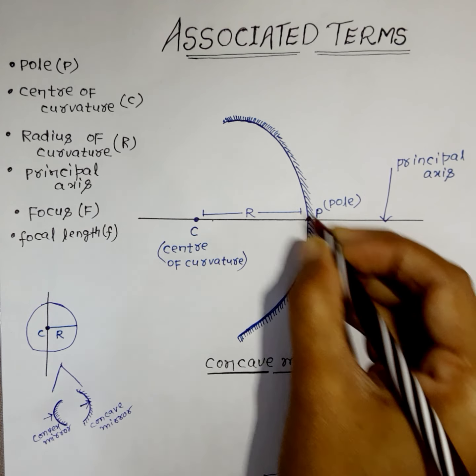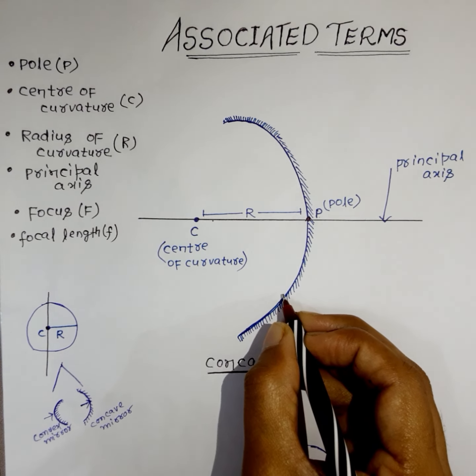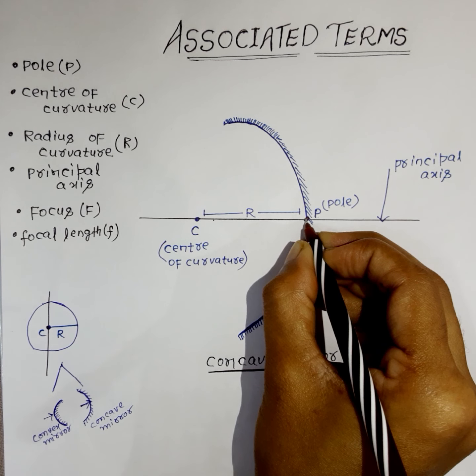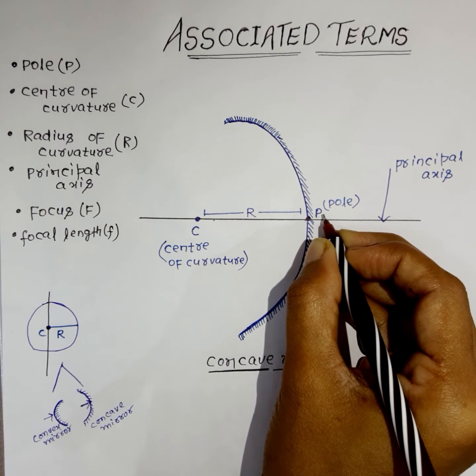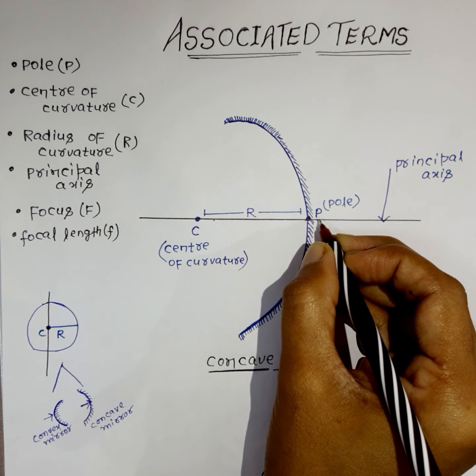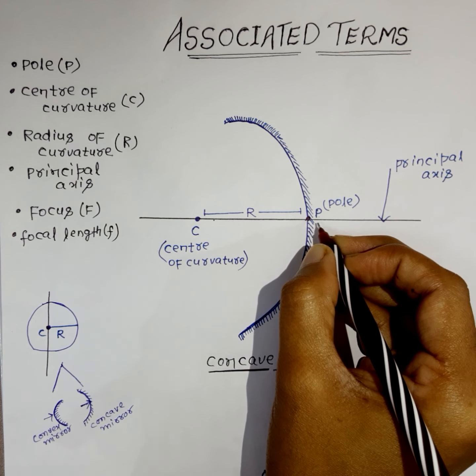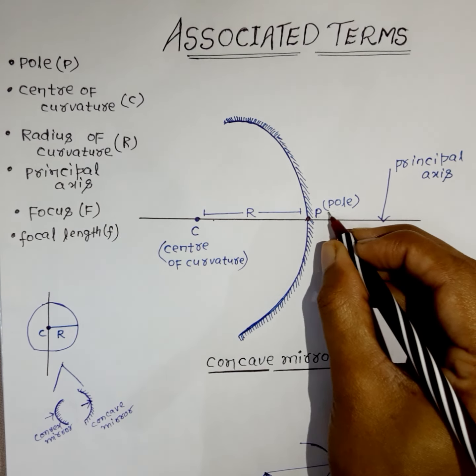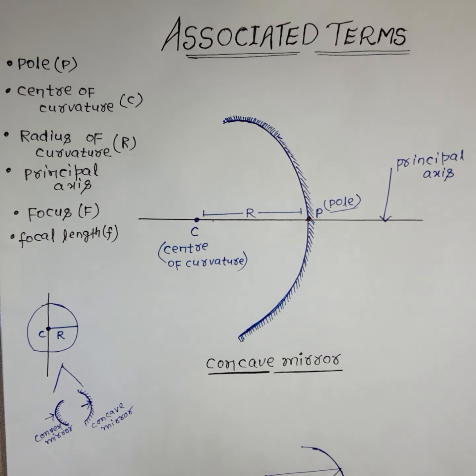एक मिरर में जो उसका सेंटर होता है, उसके रिफ्लेक्टिंग पार्ट का जो सेंटर है वो पोल कहलाएगा, और इसी पोल से हम लोग सारे टर्म्स को रिलेट करेंगे. So pole is the most important thing in this part. So this pole we will represent by P.